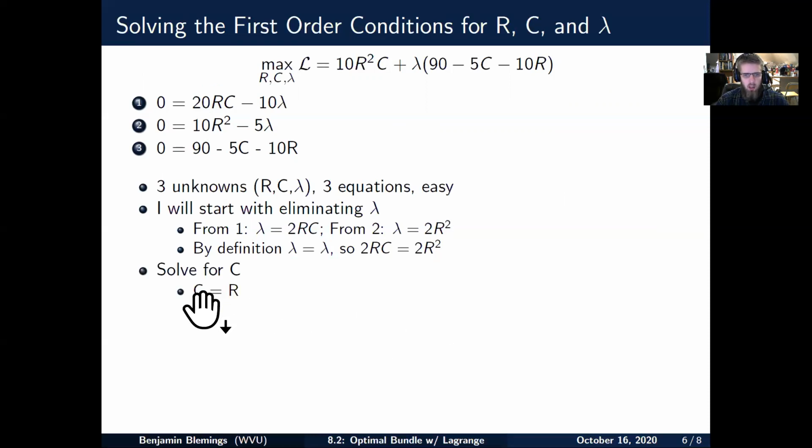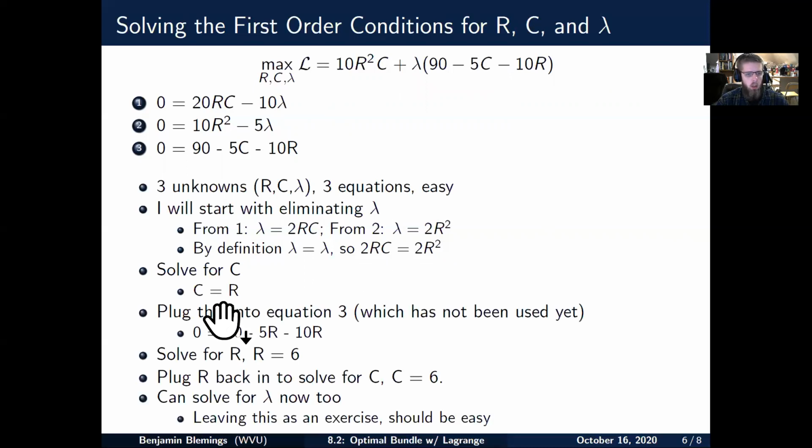I solve for c from this equation, and I get c equals r. Easy. I plug this into equation 3. So I've got 90 minus 5r minus 10r, or 90 minus 15r, or 15r equals 90, or r equals 6. So I've got r equals 6 now, and I can plug r back into this and solve, and I get c equals 6. If you recall from our last lecture, you'll remember that 6, 6 was the optimal bundle using substitution also. So both work and find the same answer.